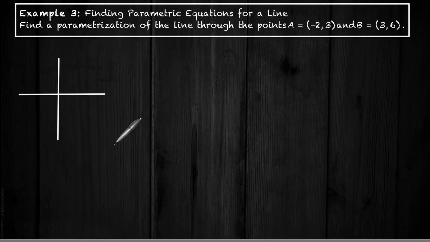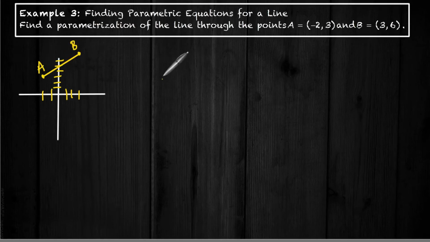Okay, let's say you would like to write a set of parametric equations that would go from the point negative 2, 3 to the point 3, 6. And so let's just graph that. Negative 2 and 3 will be here. And 3, 6: 1, 2, 3, and then 4, 5, 6 will be here. And so we want to come up with a set of parametric equations that would go from this point A to this point B.